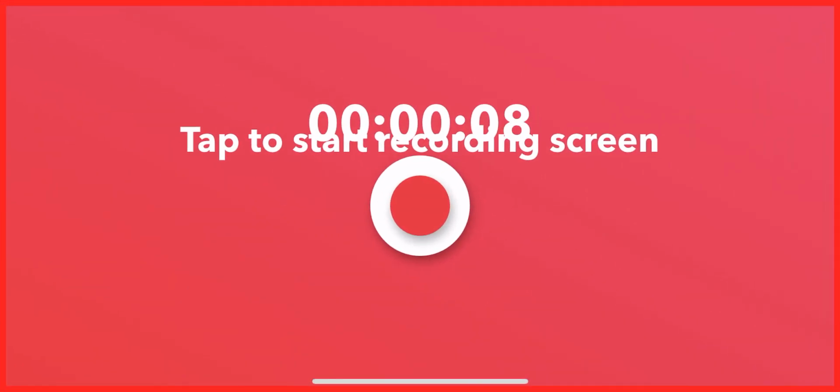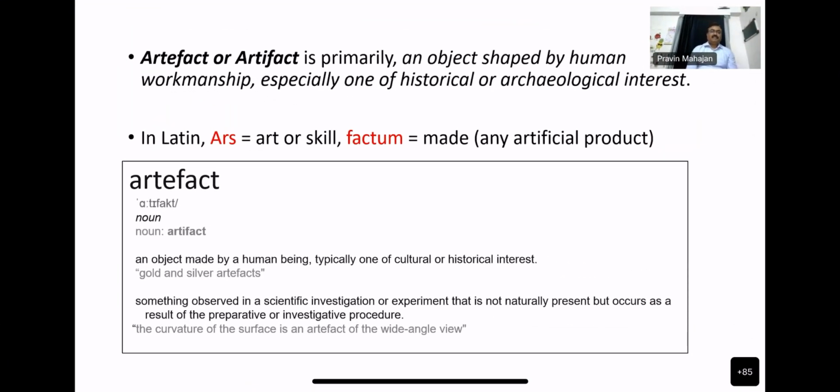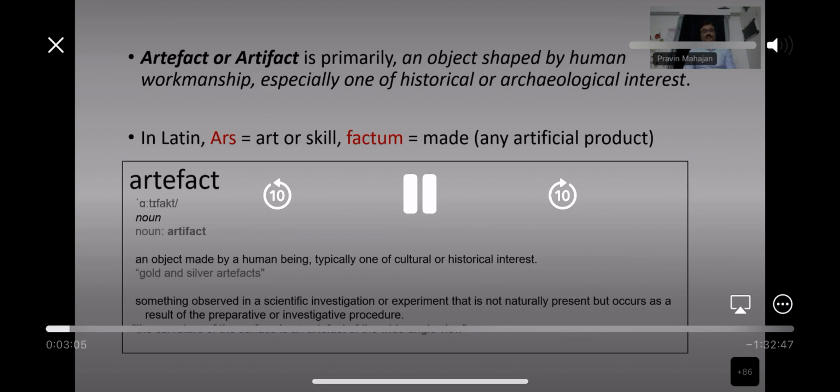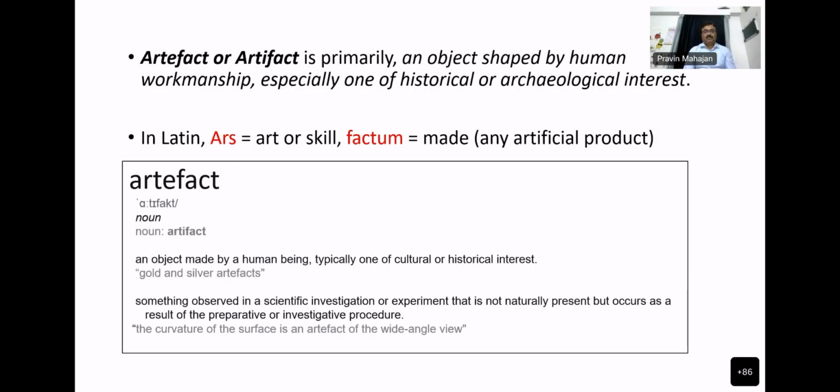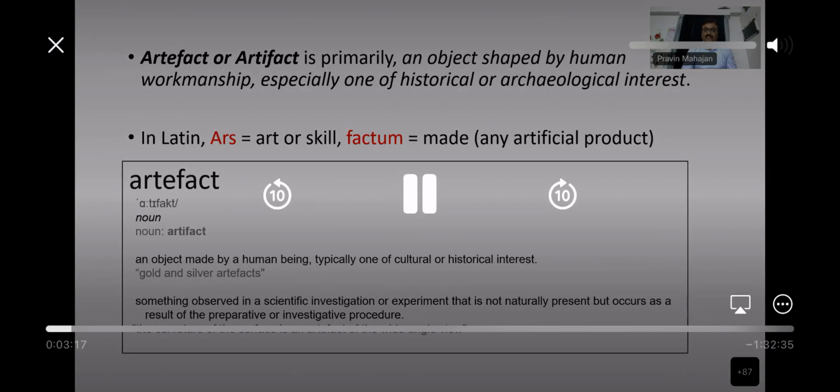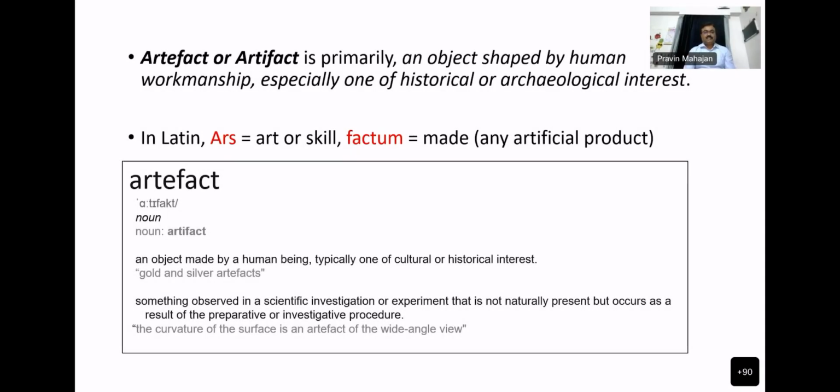So if you have to know what an artifact is, if you see the definition on Google, it says that it is an object shaped by human workmanship, which has a special interest because of some historical or archaeological interest. In Latin, ars means art or skill, and factum means made. So anything made by humans, or any artificial product made by humans, which is of historical or archaeological interest, we call an artifact.